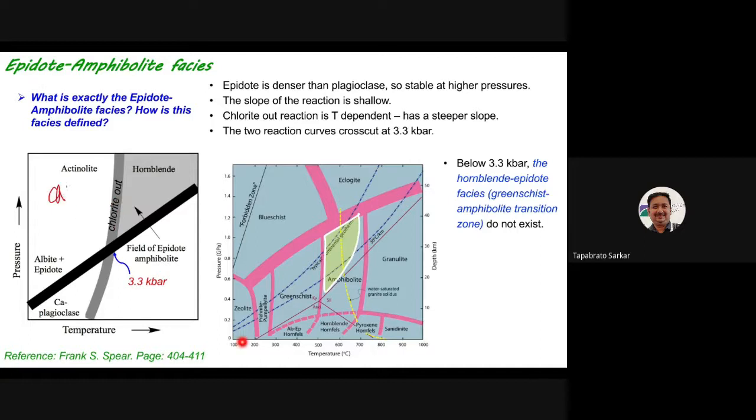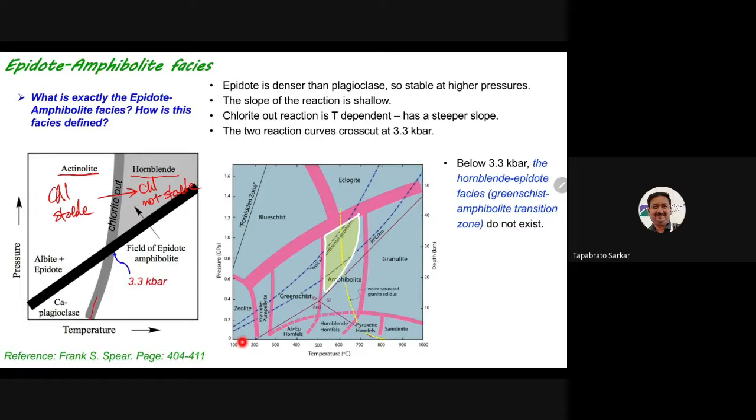On the left side of this reaction line, chlorite is stable. If you move across this line, chlorite is not stable, so it reacts to form hornblende. Therefore, on the left side you have actinolite, the amphibole without aluminium, which reacts with chlorite. We have seen the reaction. And on the right side it is hornblende.